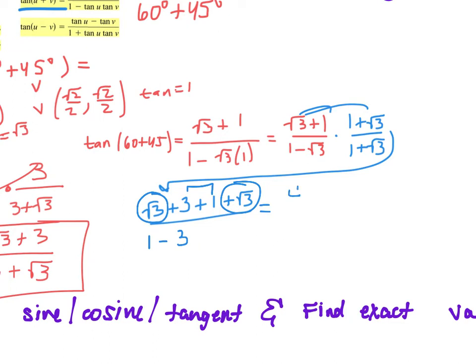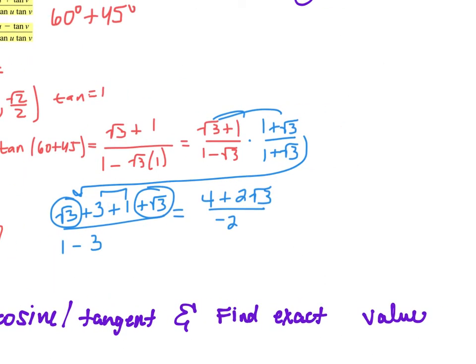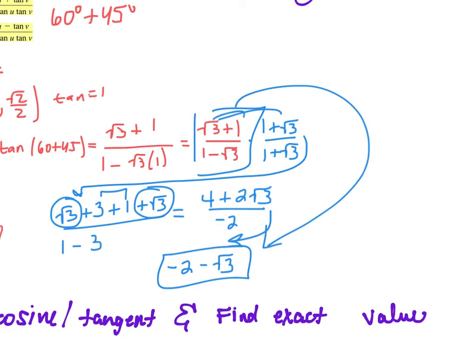So I have 1 plus 3 is 4 plus 2 root 3s over 3 minus 1, which is negative 2. And then we can simplify that a little more. 4 divided by negative 2 is negative 2, and then 2 divided by negative 2 is 1, so minus root 3. This would be our rationalized answer, but I would take either one of these. I would take here, or I would take here.